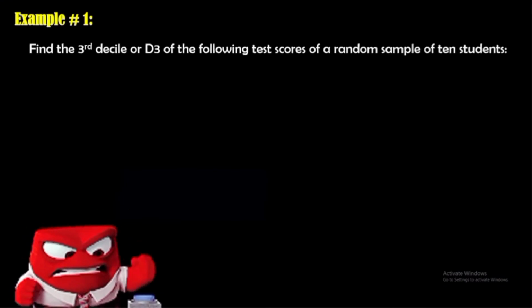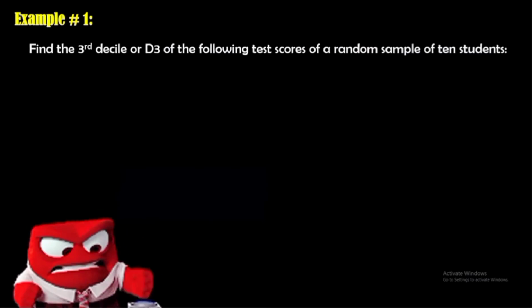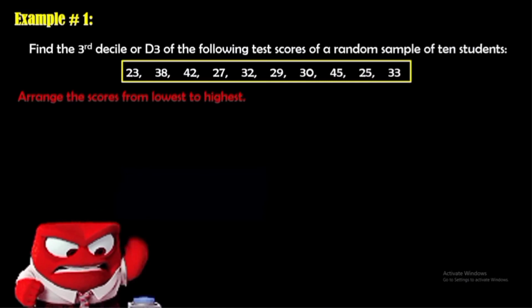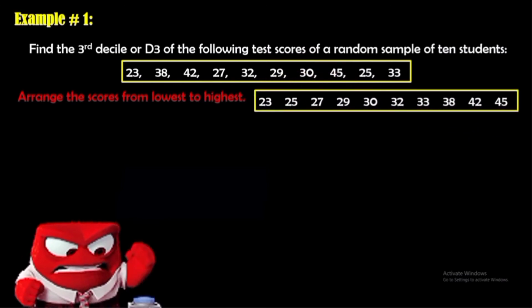Here is the formula. Example number 1. Find the third decile or D3 of the following test scores of a random sample of 10 students. Now here are the scores. Arrange the scores from lowest to highest. We have 23, 25, 27, 29, 30, 32, 33, 38, 42, and 45.